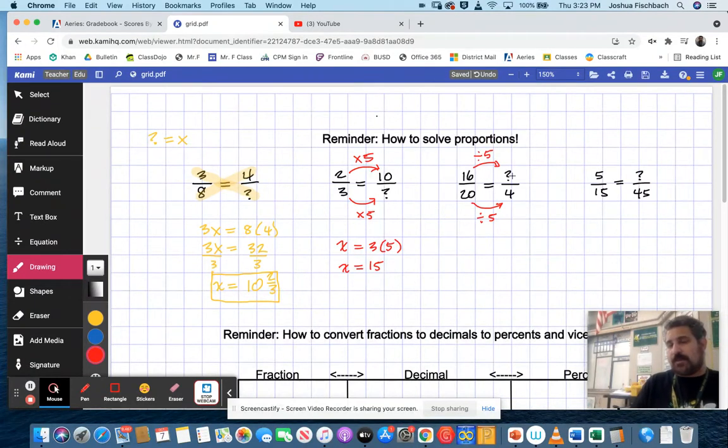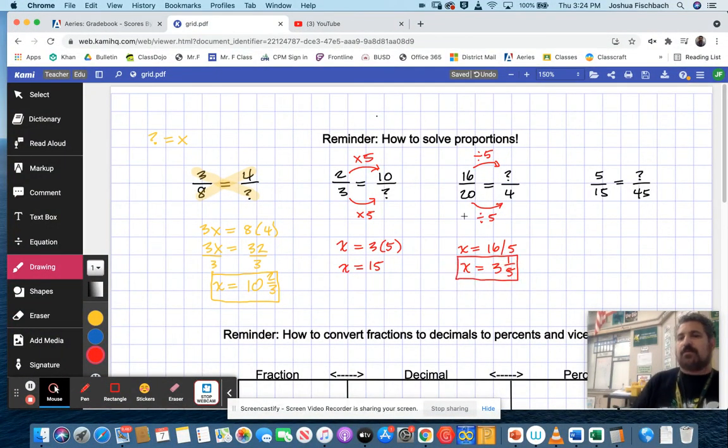Now the answer would be 16 divided by 5, right? So x in this case would be equal to 16 divided by 5. Now 5 goes into 16 how many times? That's going to be 3, which is 15 with 1 left over. So you're looking at 3 1/5. And that is the correct answer.